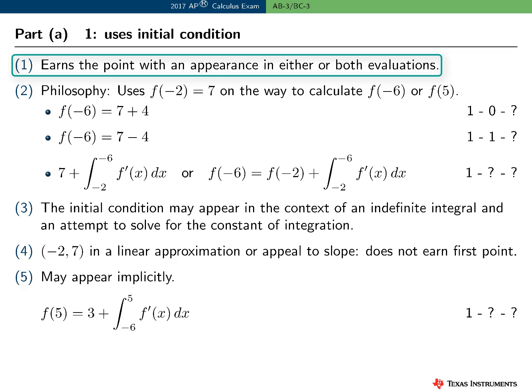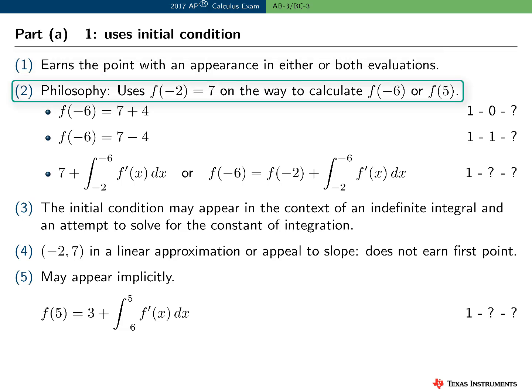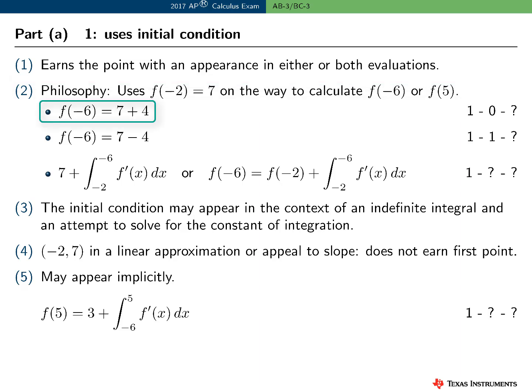In part A, the first point was for using the initial condition, f of minus 2 is equal to 7. The student earned this point if the initial condition appeared in either or both of the evaluations. Here's the general philosophy for awarding this first point. The student must use f of minus 2 equals 7 on the way to calculating f of minus 6 or f of 5. And here are a couple of examples.